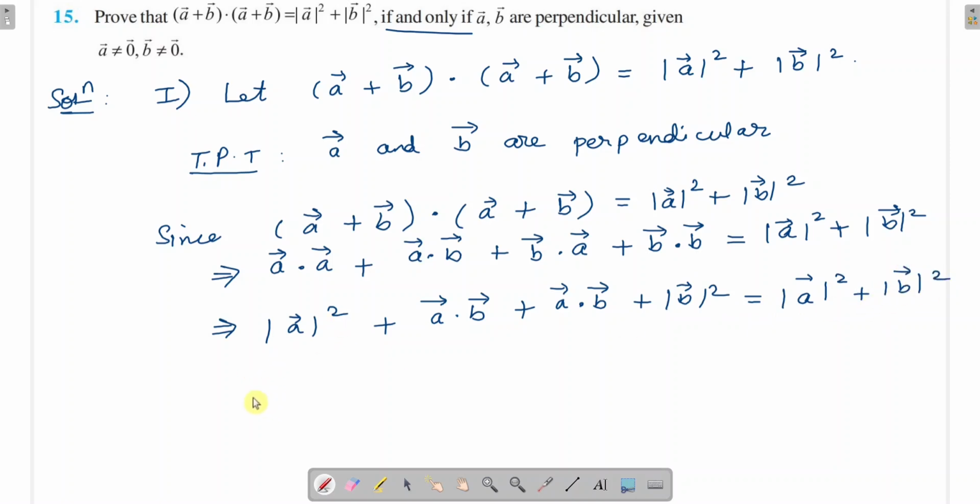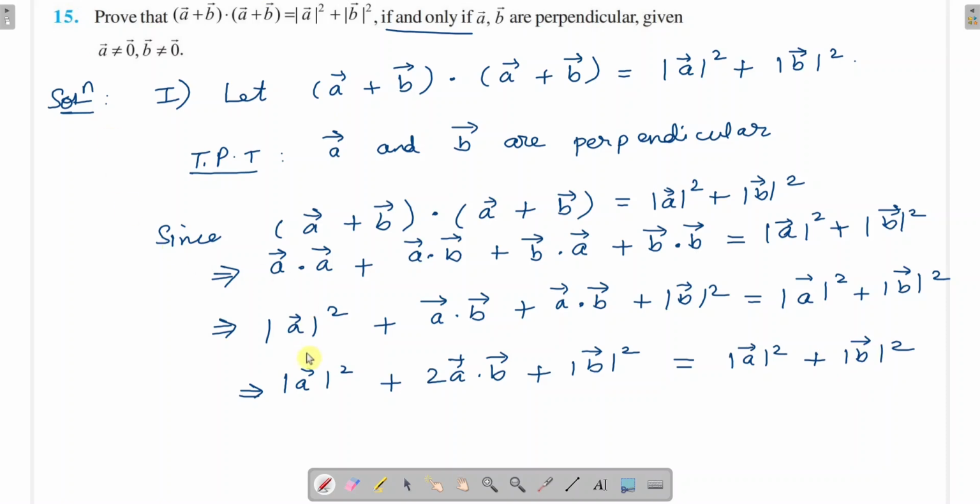Okay, so you have to keep on solving this, keep on simplifying this. So magnitude of a bar square plus here you will get now 2 times a bar dot product b bar, right, plus magnitude of b bar square equal to magnitude of a bar square plus magnitude of b bar square. So what will happen is, magnitude of a bar square and magnitude of a bar square here will get cancelled. Similarly, magnitude of b bar square and magnitude of b bar square will get cancelled.